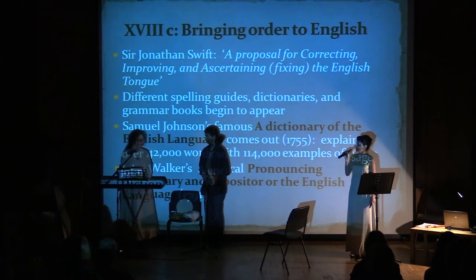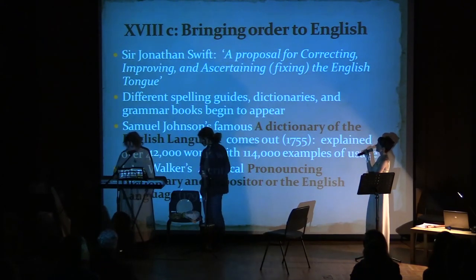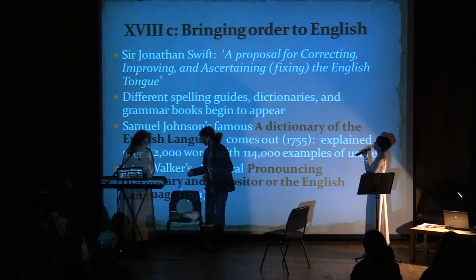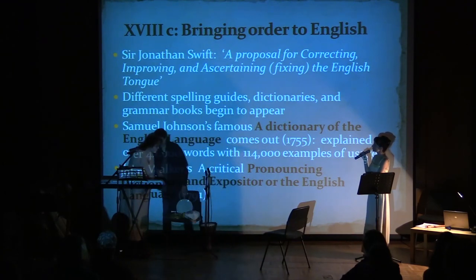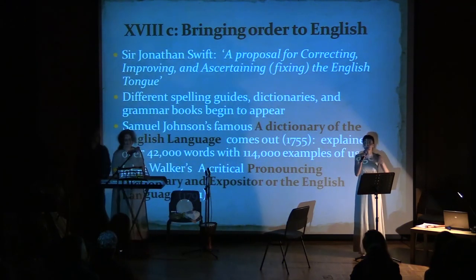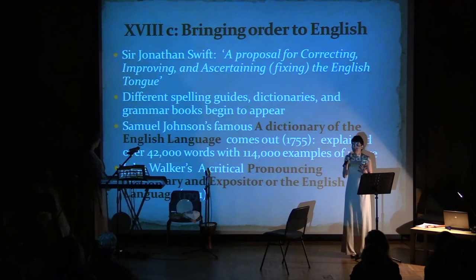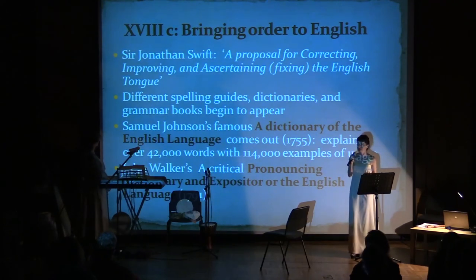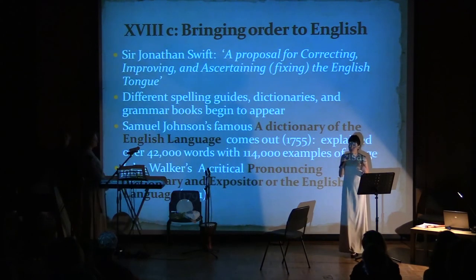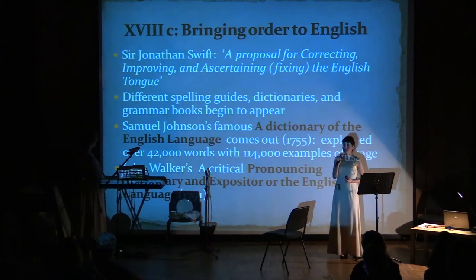Okay. And we are reaching the end of our talk. We're going to take a look at the 18th century. What happens in the 18th century is that order is brought to English. This was the time when people were wondering a lot about what's happening to the language, because it was changing so quickly and so many words were pouring into the language from so many different languages that people were wondering whether English was going to remain English and where everybody was going. So a lot of people were concerned about the future of the English language.